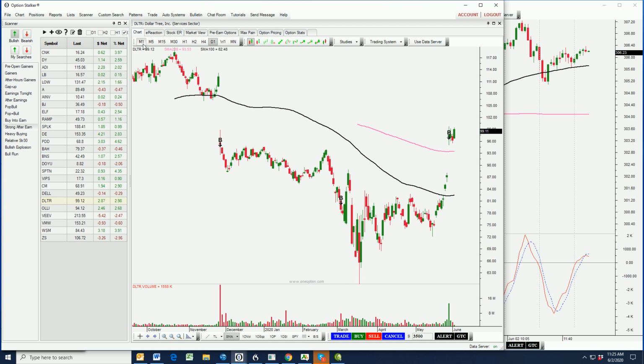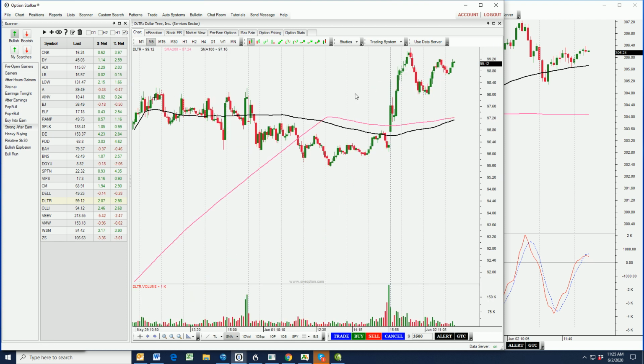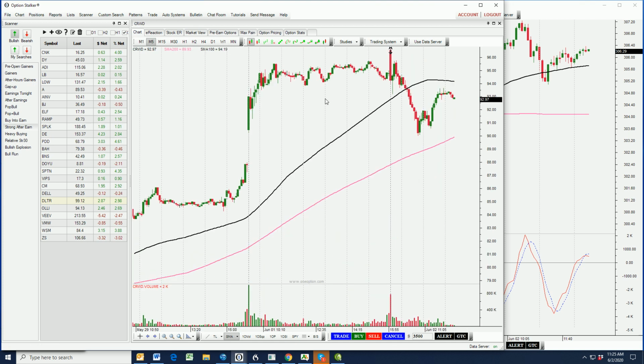So I'm going to go into a 5-minute chart. I'm going to show you some of the shorts that we've been in. CRWD was one that one of our members was in. He noticed this breakdown right in here, stock after earnings. That was a beautiful short.